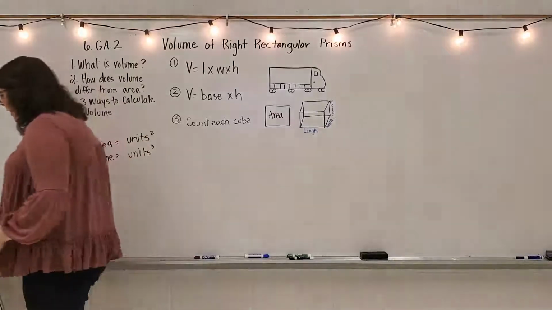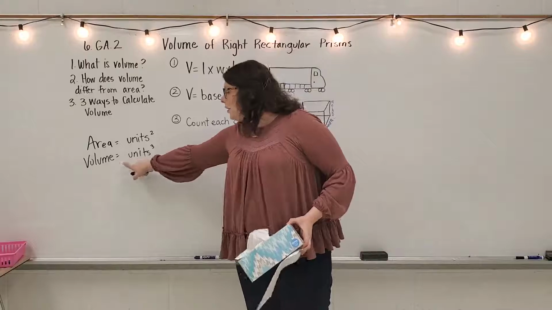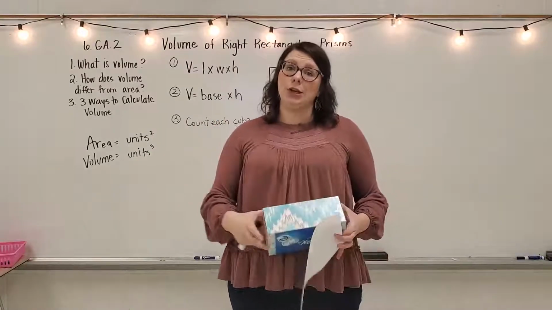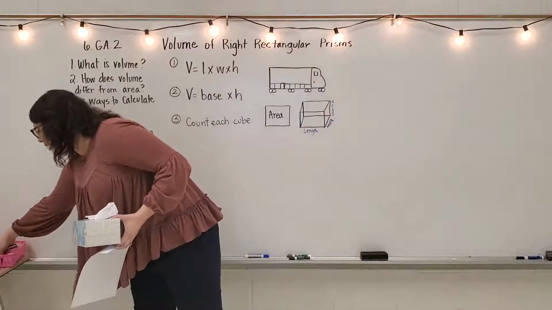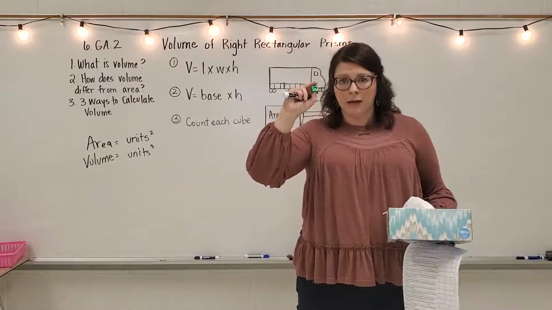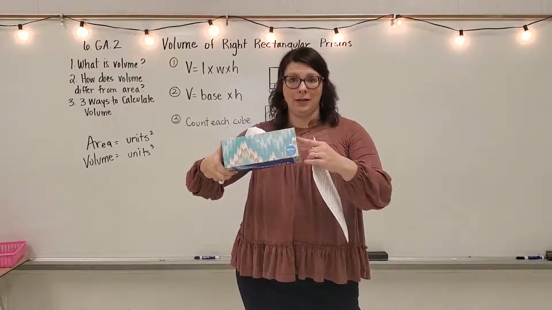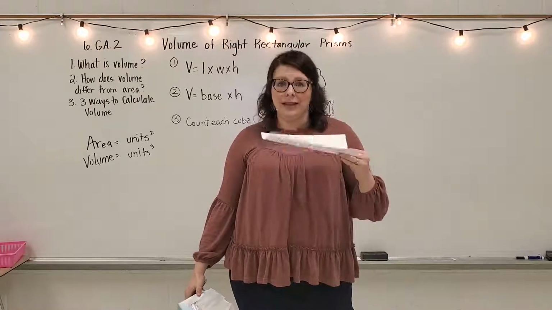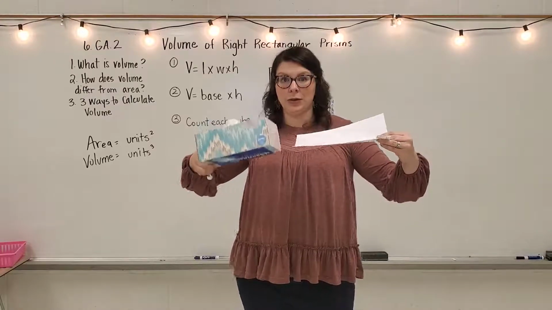So volume is always going to be measured in units cubed, right here. Volume is always going to end in units cubed, and that's because our units are 3-dimensional, okay? The units that we are using to measure have 3 different dimensions. They have a length, a width, and a height, much like this Kleenex box has a length, width, and a height. Versus this sheet of paper is just a rectangle. It only has length and width. That's how these are different. 2-dimensional, 3-dimensional.